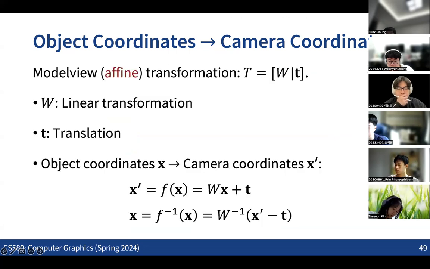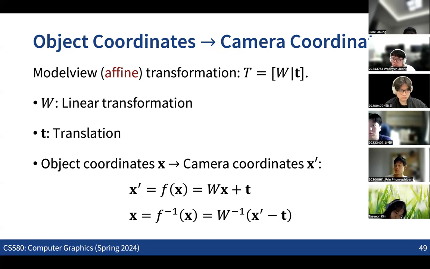How do we define the model view transformation? Typically the model transformation is defined as an affine transformation, having a linear part, a linear transformation here, and also a translation, right? So when you define the model transformation function, denoted as f here, f becomes Wx plus t, and then the inverse conversion should be right here. The conversion from the camera coordinate to the object coordinate is defined like this.